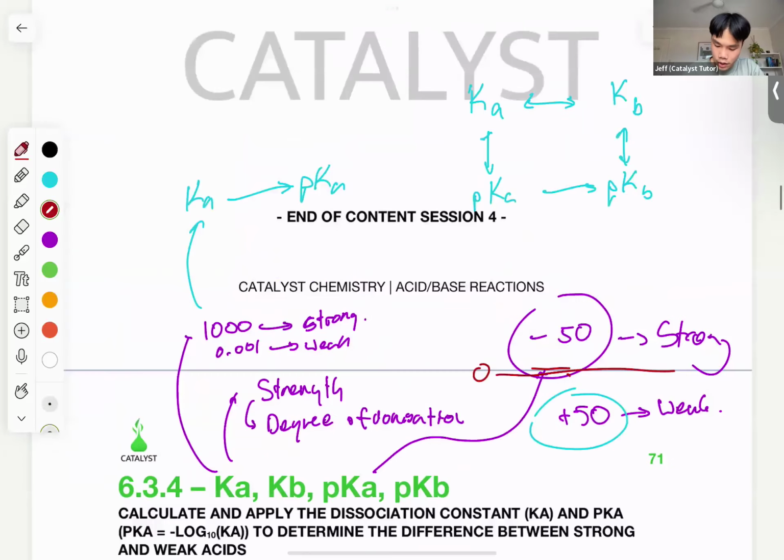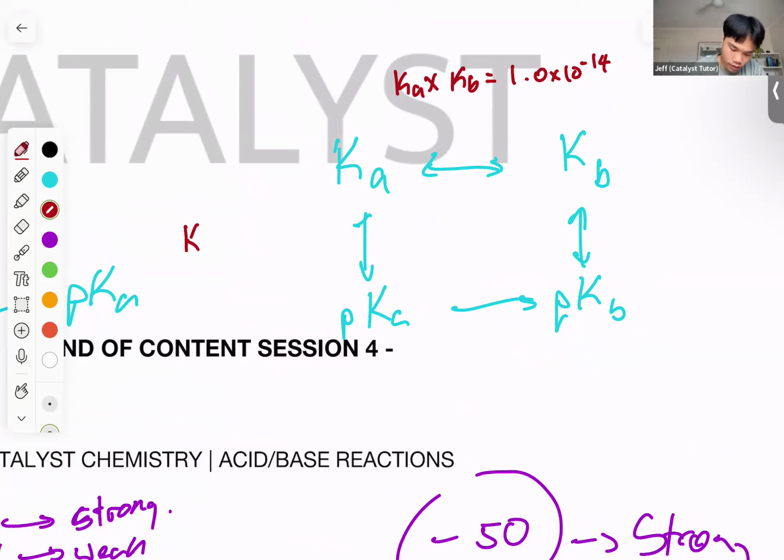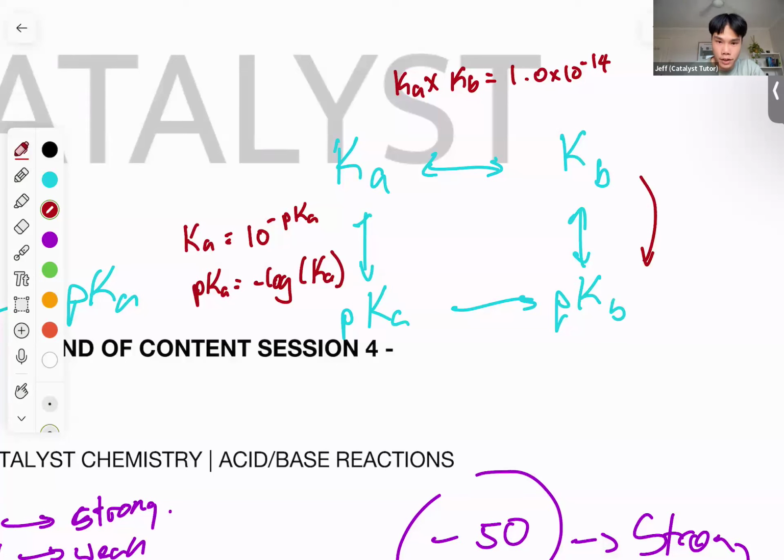So to go from Ka to Kb, you know that Ka times Kb is equal to 1 times 10 to the negative 14. So you can manipulate that to change between them. You know that Ka is equal to 10 to the negative pKa, or pKa is equal to negative log of Ka. Same thing for Kb, except swap out Ka with Kb. And then between pKa and pKb, it's pKa plus pKb is equal to 14.